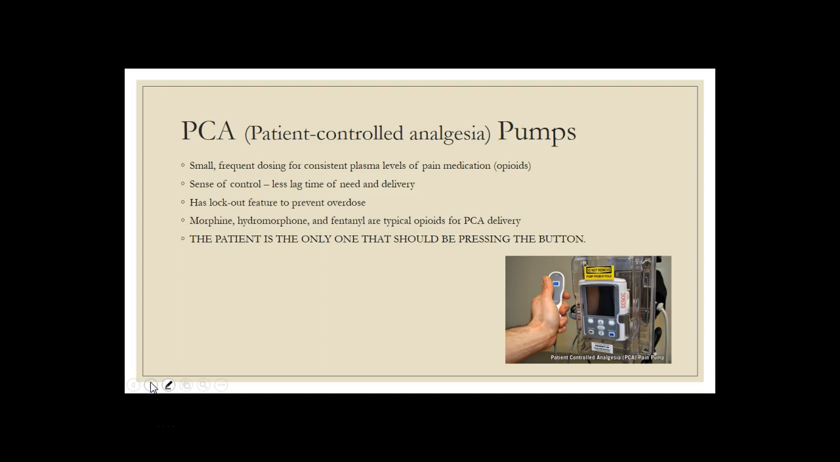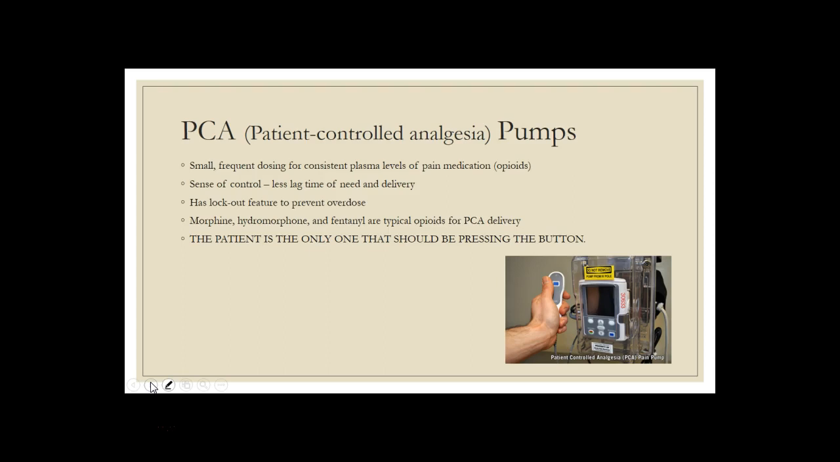PCA pumps, which are patient-controlled analgesia, are small frequent dosings for a consistent plasma level of pain medication, typically opioids. Patients typically feel more empowered with this type of administration because it gives them a sense of control. There's also less lag time between a patient's need and delivery, since it's controlled by them pushing a button.